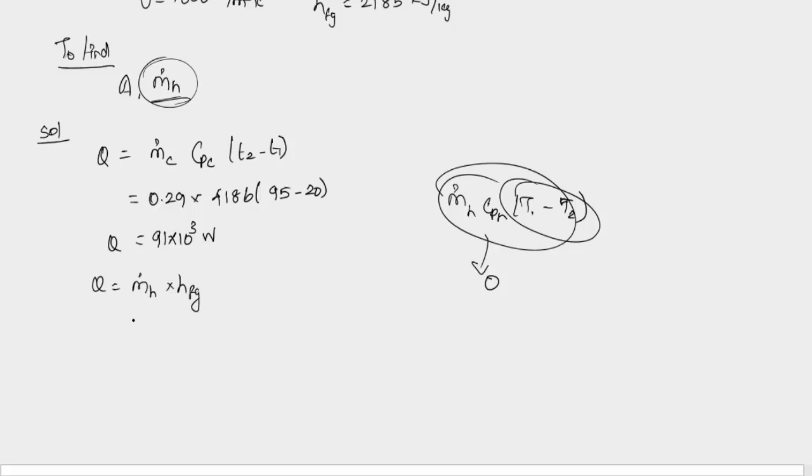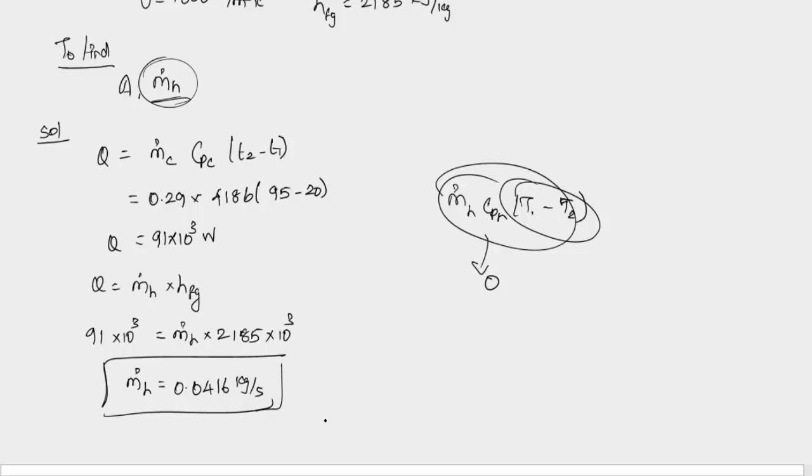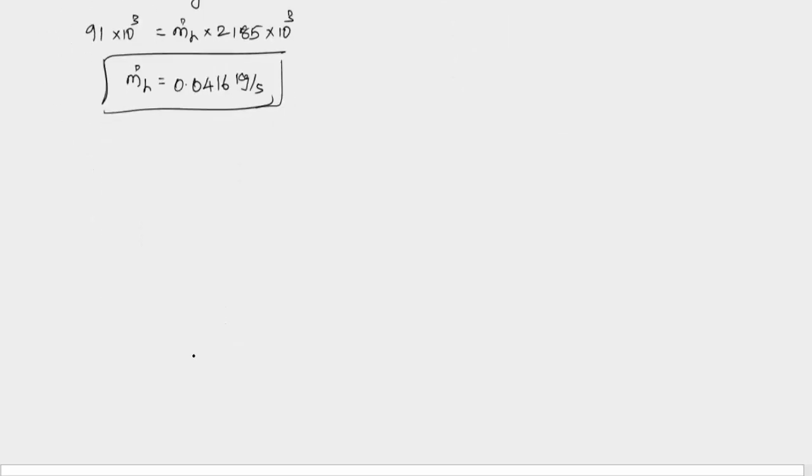From this equation, the Q value is 91 into 10 to the power 3, equal to m dot h into 2185 into 10 to the power 3. So from this equation you find m dot h as 0.0416 kilogram per second. This is the first subdivision answer. In the second subdivision you are asked to find the area value.